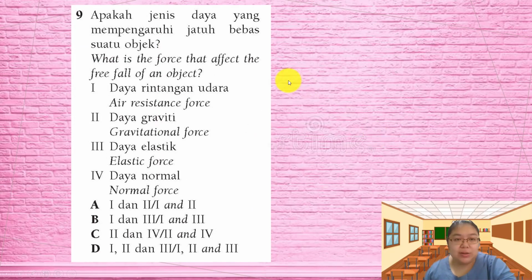Okay, then we go to the last one, question 9. What's the force that affects the free fall of the object? The object falls down. What forces will affect it? The first one, if not in a vacuum, there is sure to be air resistance. Number 2, this one sure has gravitational force, because the Earth pulls it. Elastic is not related; elastic is talking about the spring. Normal force is no. So the answer is 1 and 2.